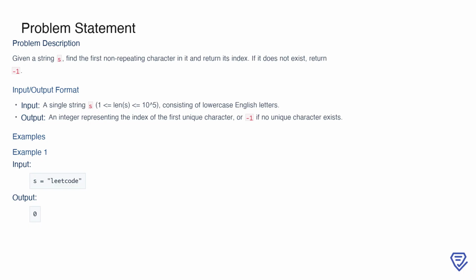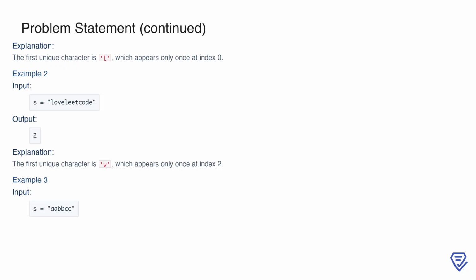Let's look at an example. For the string S equals LeetCode, the output is 0, because the first unique character is L, which appears only once at index 0. To understand further, consider another example where S equals LoveLeetCode. Here, the output is 2 because the first unique character is V, which only occurs once in the string and is found at index 2.